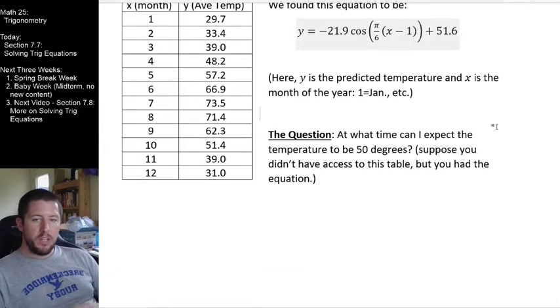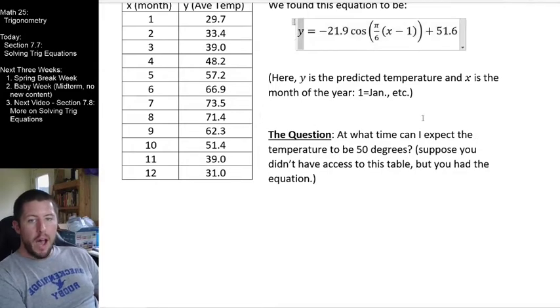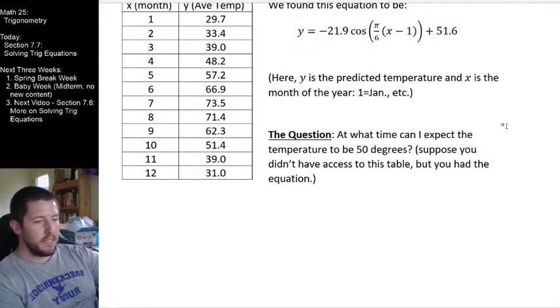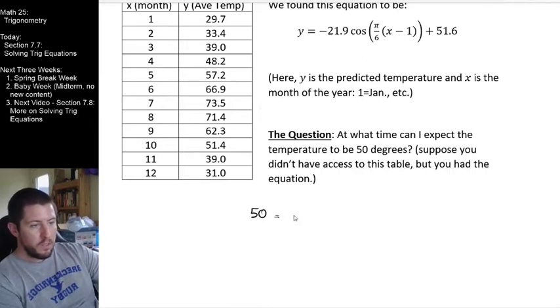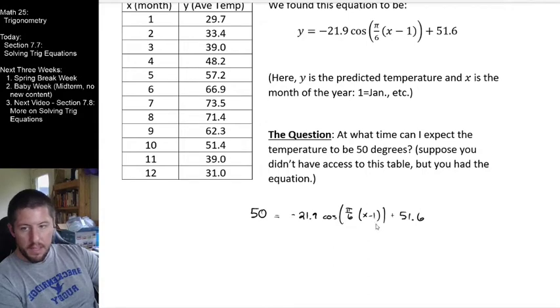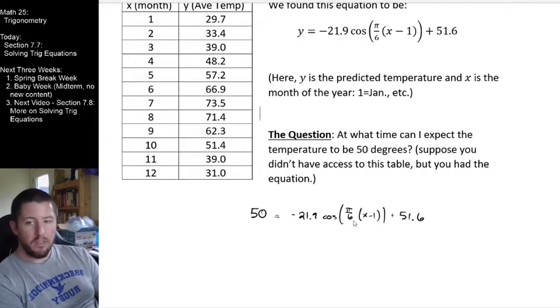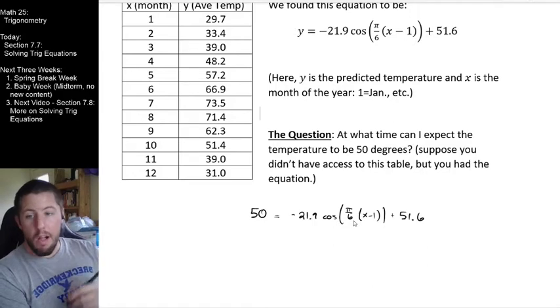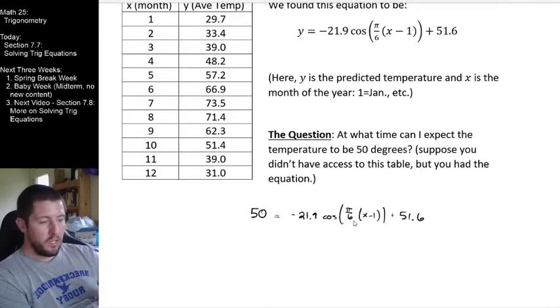So we want to start with this equation, but we know that our desired output for y is 50, and we want to solve for x. Let's see if we can do this here. Now, how many mistakes am I going to make? That's the question. So 50 equals negative 21.9 cosine of pi sixths times x minus 1, plus 51.6. So we've got all the parts in here. Constant multiple on the outside, additive on the outside. Constant multiple on the inside, additive on the inside. We have all 4 components of our general sinusoidal function here. We've got to get rid of all of them effectively over the course of this. So let's go ahead and try to do this.